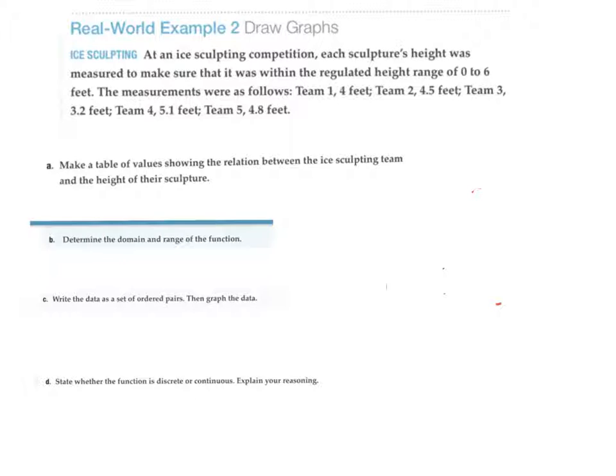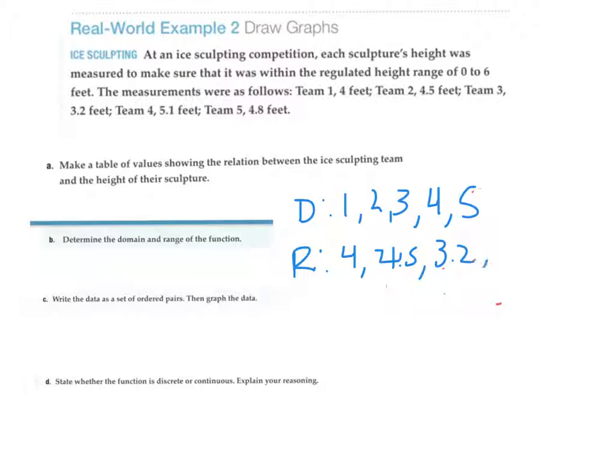Now we're going to do the domain and range. The domain is all the x values. So we have 1, 2, 3, 4, and 5. The range is just their feet. So we have 4, 4.5, 3.2, 5.1, and 4.8.